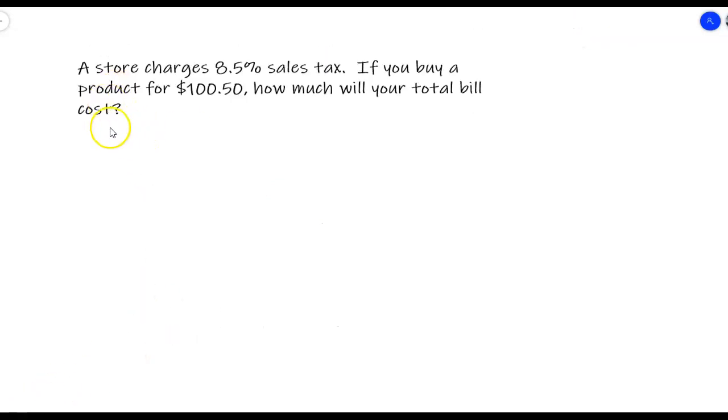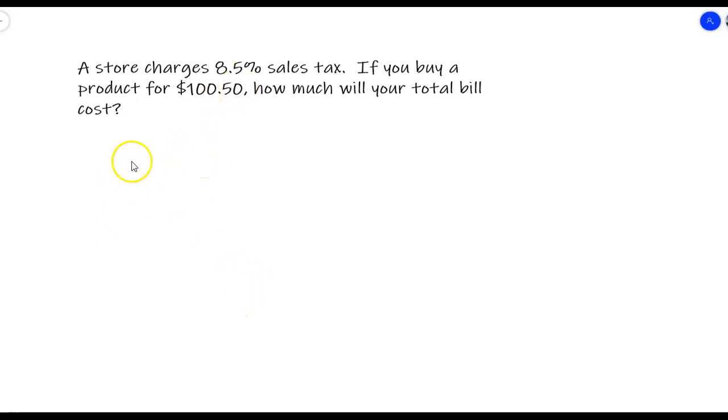All right, so for this next problem, a store charges 8.5% sales tax. If you buy a product for $100.50, how much will your total bill cost? All right, so once again, there's a few different ways to do that. We can use proportions to find the sales tax, and that's in our book. But what we can also do is just first find what's 8.5% of $100.50. And remember that word of tells us to multiply here.